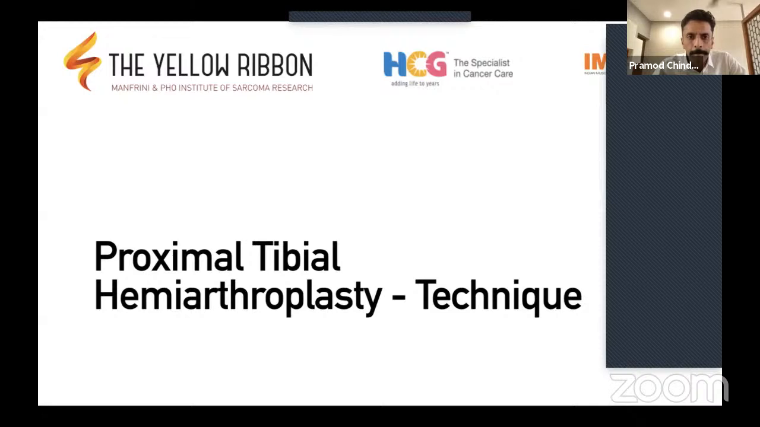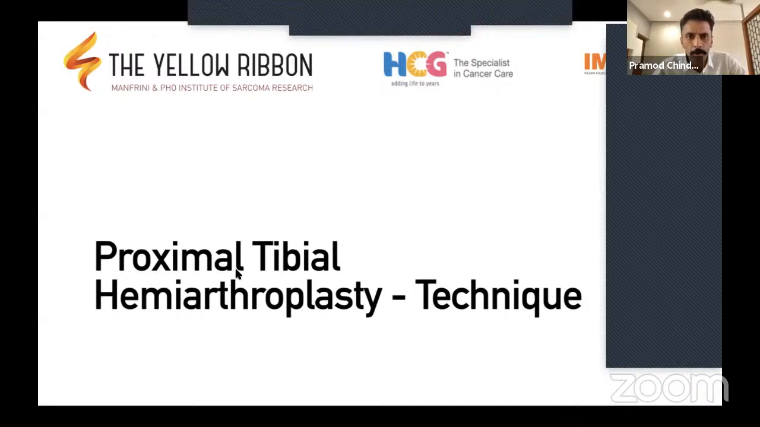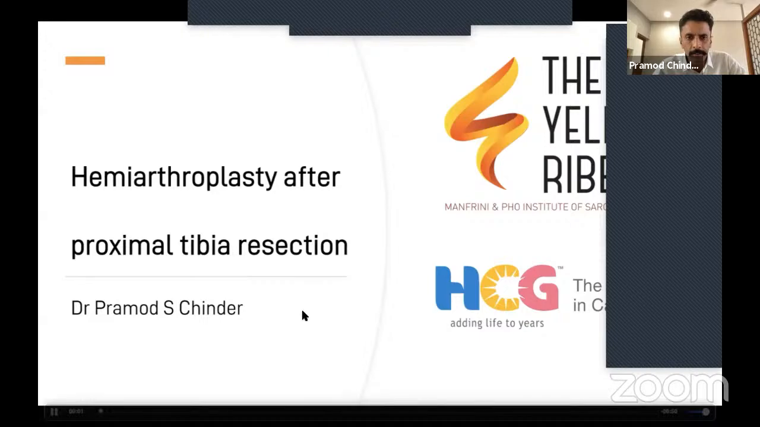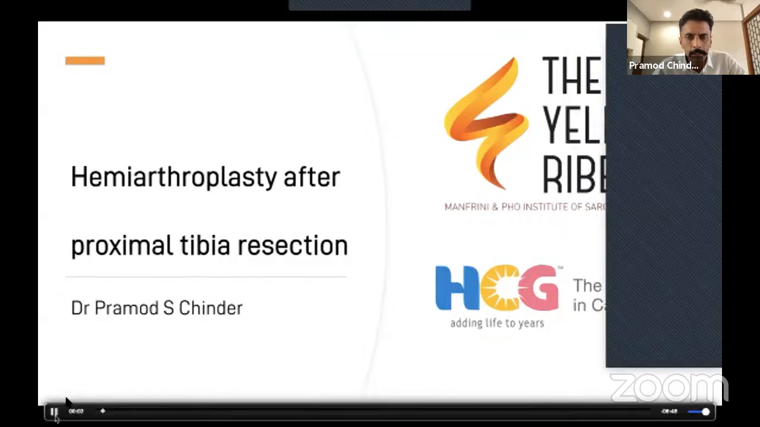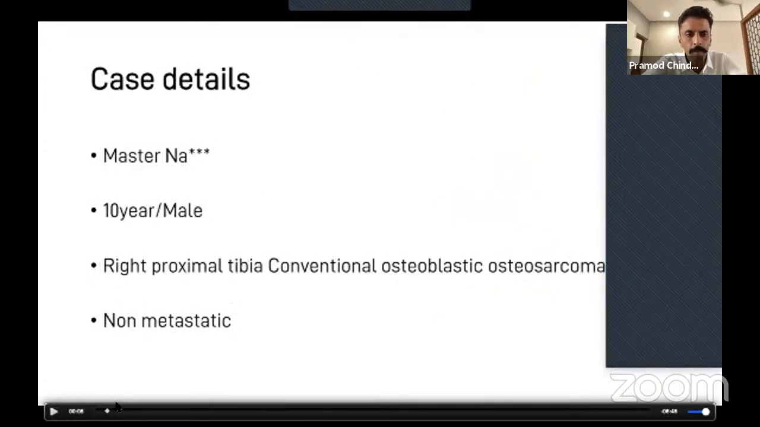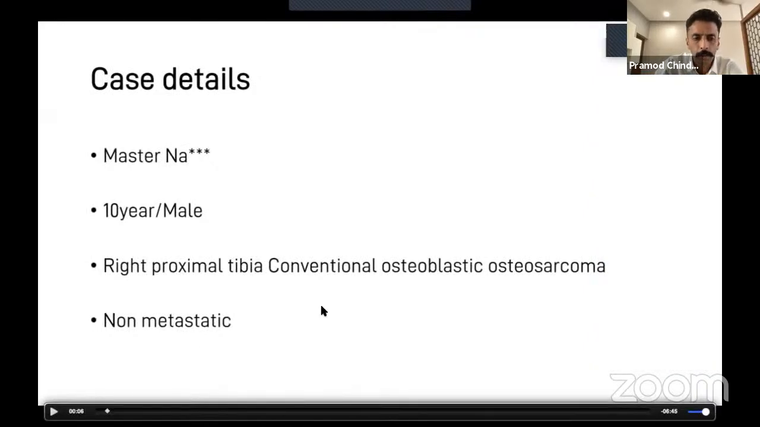This is one of the cases Mandeep found interesting, so I thought we'd discuss it. I'll go through a small video and pause it whenever needed. When we operated, he was a 10-year-old boy with a conventional osteosarcoma of the proximal tibia, non-metastatic. He had the standard MAP chemotherapy regimen, two cycles done, and was doing very well, with pain decreased significantly. So we started.